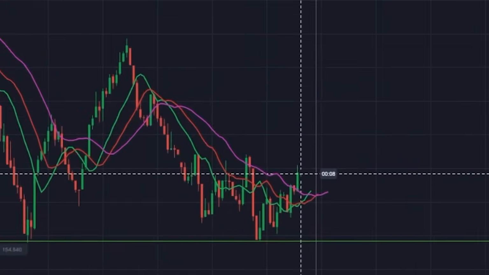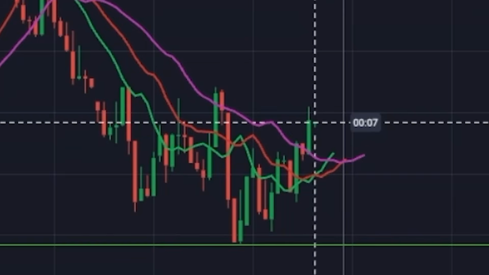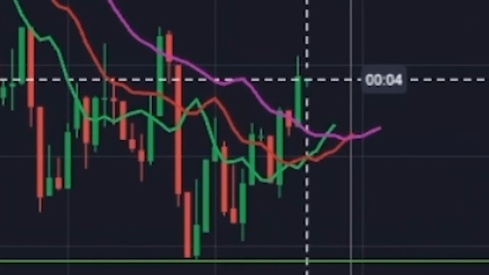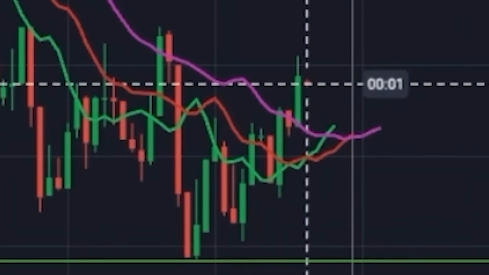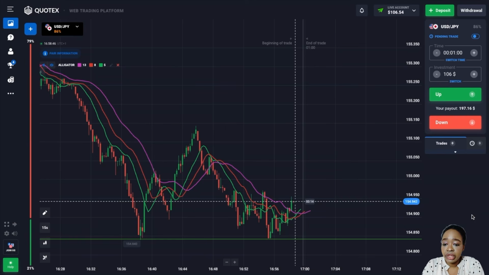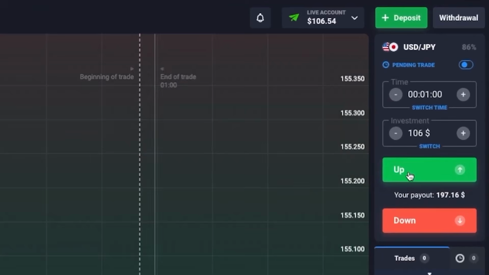Here I can see a clear drop in the price from the support level on the green line of the indicator, the line of short-term changes. You can see that it crossed both other lines from bottom to top. So I'm going to open a deal for an increase for 1 minute.